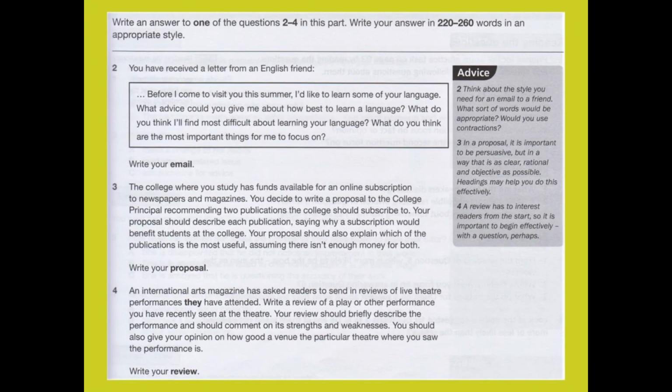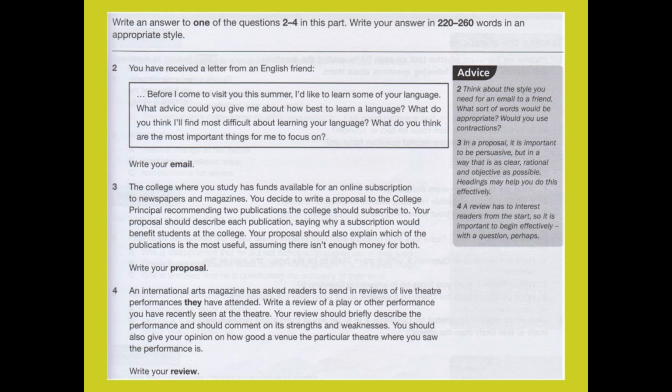Okay, now here are some typical Part 2 questions. As it says at the top, you have to answer one of the questions. For question 2, you have to write an email to a friend. For question 3, you have to write a proposal to your college principal about a magazine subscription. And for question 4, you have to write a review of a play.